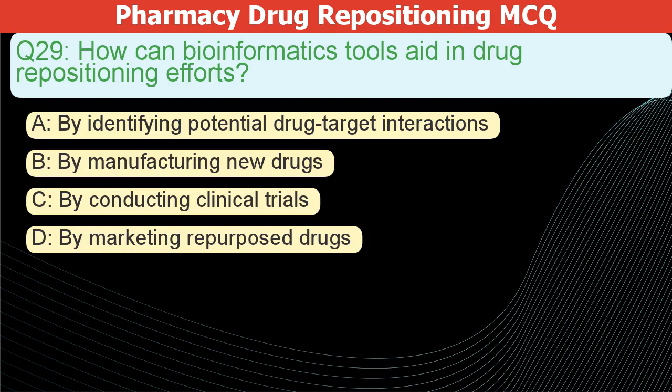A. By identifying potential drug target interactions. B. By manufacturing new drugs. C. By conducting clinical trials. D. By marketing repurposed drugs.